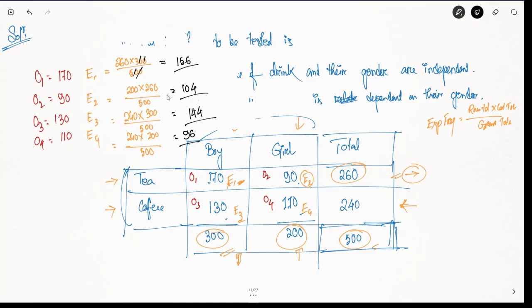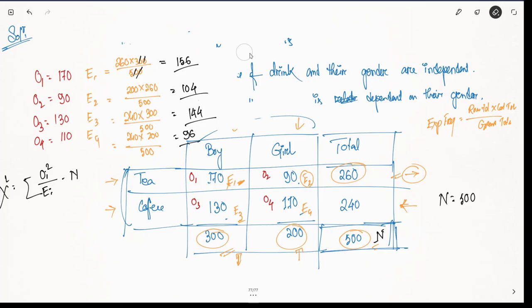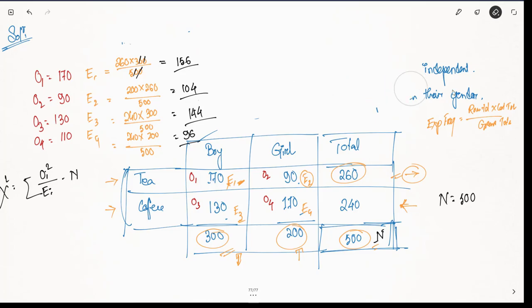The next step is calculating chi-square by the formula summation Oi square by Ei minus N. Now what is N? N is this grand total, right? So in our case, N will be 500 and we need Oi square by Ei, right? So I will calculate this over here. Sorry for being so messy. I will try to calculate the values of the ratio over here.